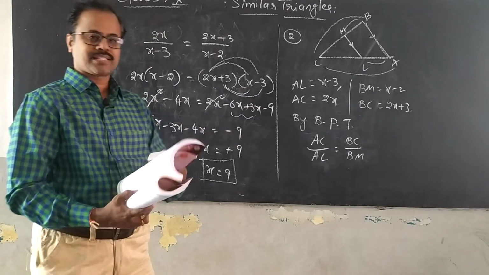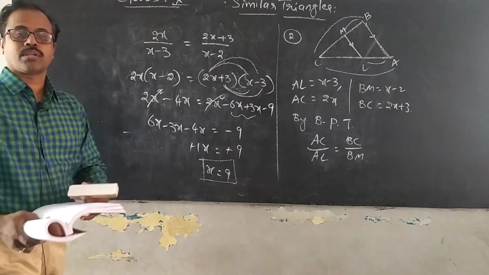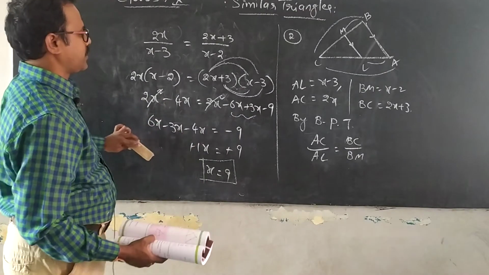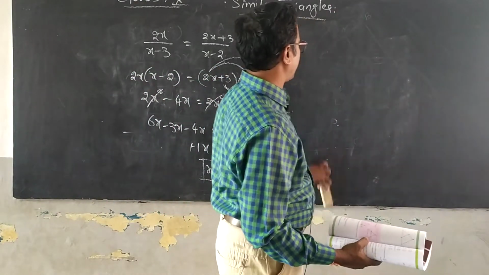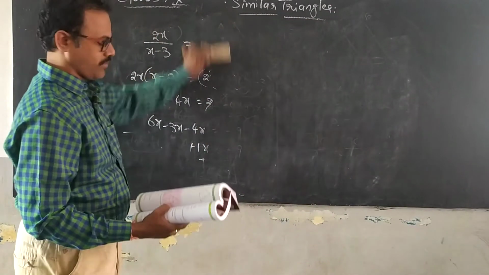Right. See the example 3. Most important example, keep a star for that one, Nana. Most important example, keep a star for that one. So what is the question given there?